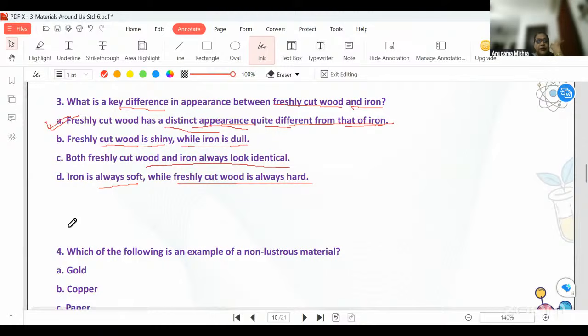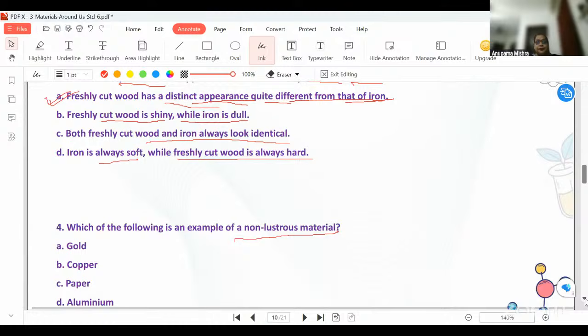Okay. Now the next one is, which of the following is an example of a non-lustrous material? This is a very easy one. Come on, give the answer. Gold, copper, paper, aluminium. Gold is a metal, copper is a metal, and paper is a metal? What will be the answer?